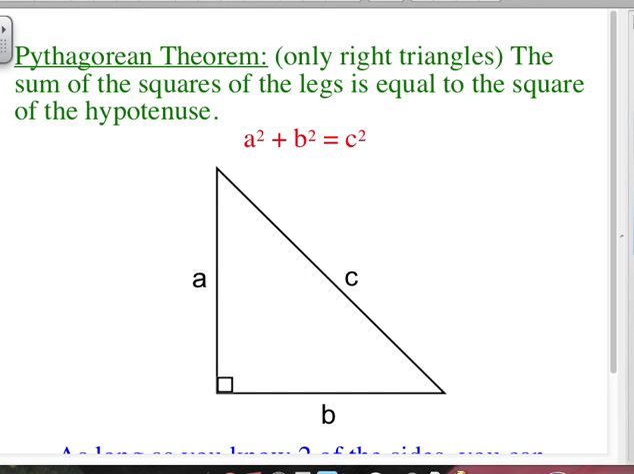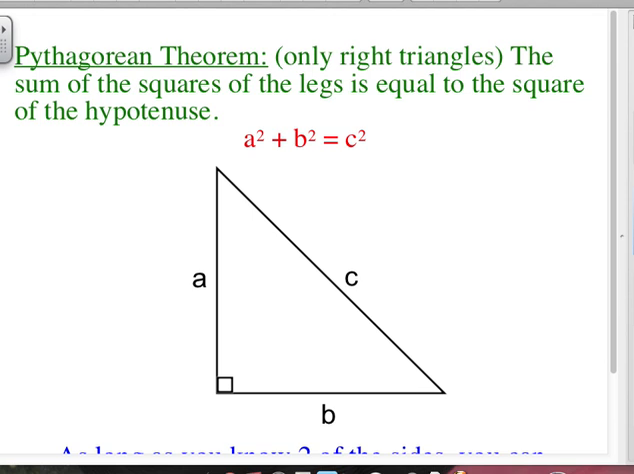Here we go, Pythagorean Theorem. It only applies to right triangles. So if you see a triangle that isn't a right triangle, I guarantee you the Pythagorean Theorem isn't going to work. But here's what it says. The sum of the squares of the legs is equal to the square of the hypotenuse.